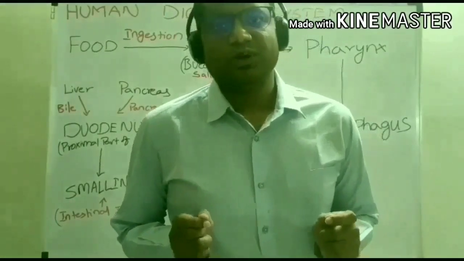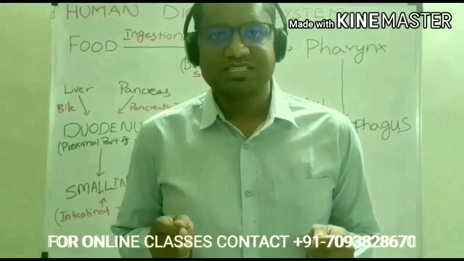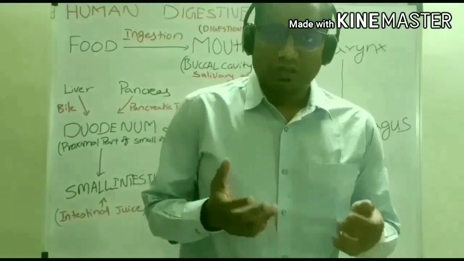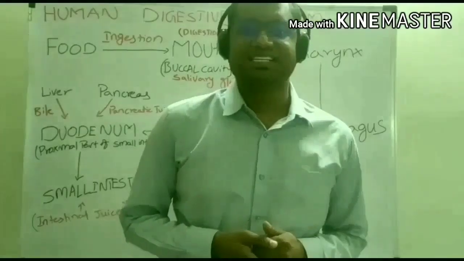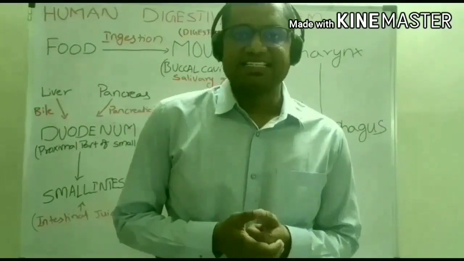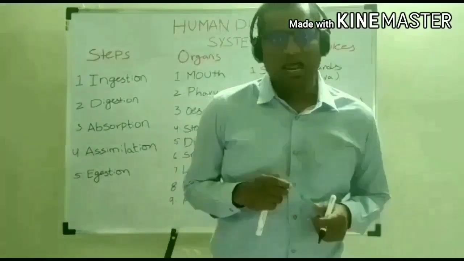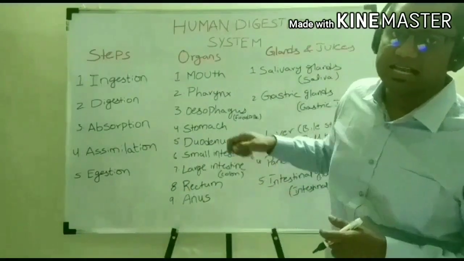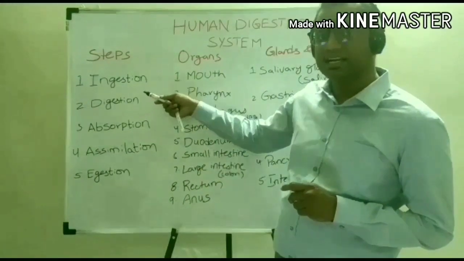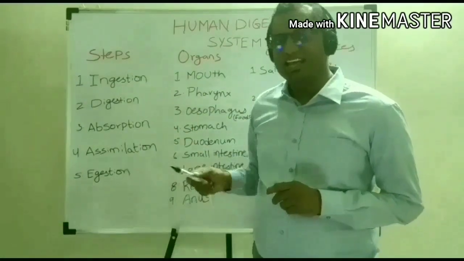Now, first let us understand what exactly is digestion. Digestion is nothing but the breaking down of complex molecules into simple water-soluble molecules so that they can be absorbed into the body through the digestive system. Let us understand the different steps involved, the organs, the glands and their secretions that are associated with the digestive system. Digestion happens in 5 different steps: ingestion, digestion, absorption, assimilation, and finally egestion.